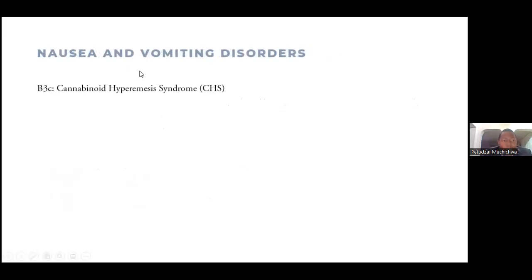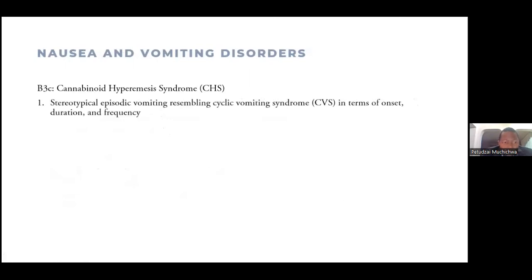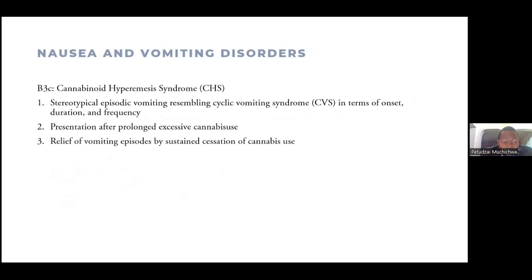The next group will be the cannabinoid hyperemesis syndrome, which is a stereotypical episode of vomiting resembling the cyclic vomiting syndrome. In terms of onset and duration of frequency, it presents after a prolonged use of excessive cannabis. So history here is important. There is relief of vomiting after the sustained cessation of cannabis use. Of note, it may be associated with prolonged hot baths and showers. So in these patients, a history of such should be sought.